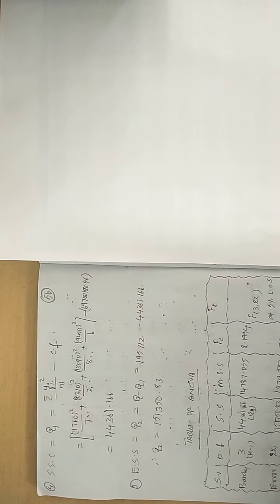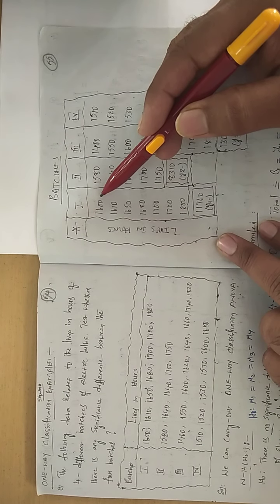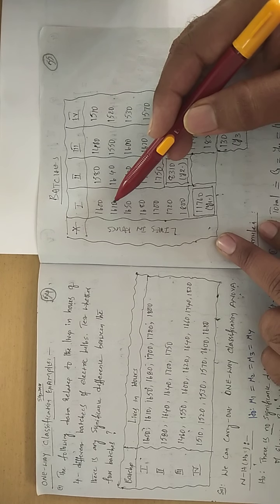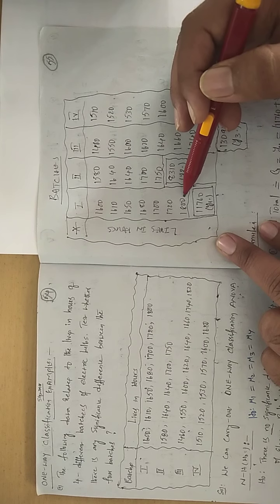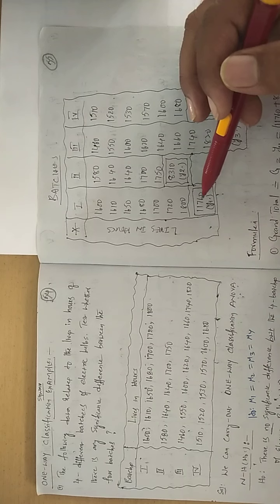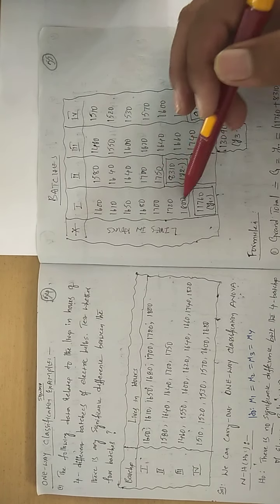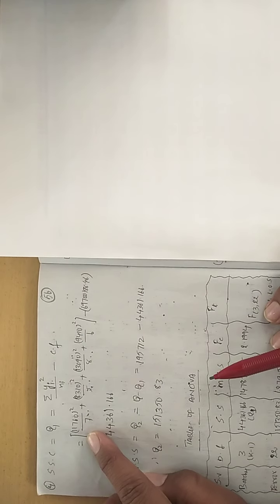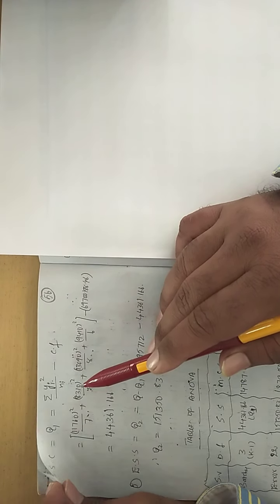So what is that? 7. Now look here. 1600 square plus 1610 square plus 1650 square, like that up to 1800 square, the whole total divided by the number of values. How many values are there? 1, 2, 3, 4, 5, 6, 7. So like that, this is the first column information. Then the second column, again the same way.